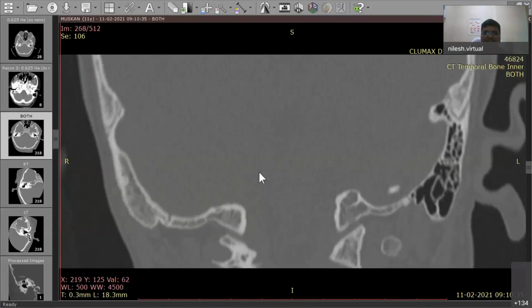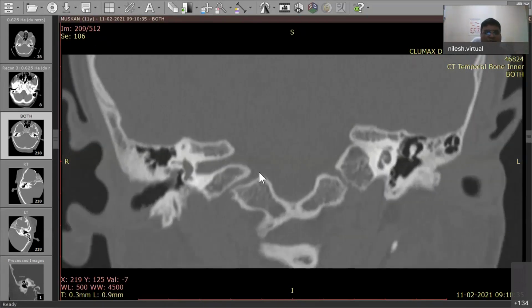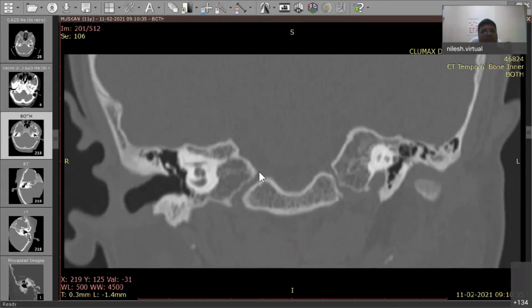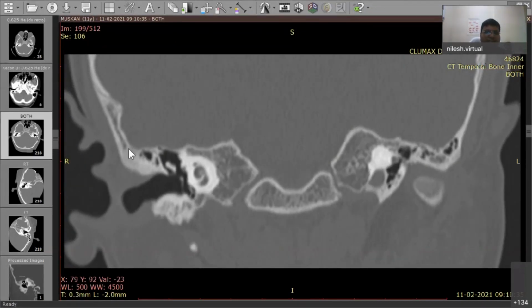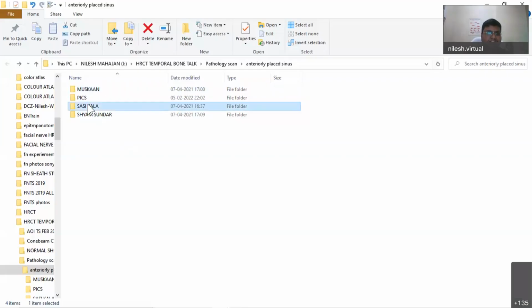So we'll see in this case if the tegmen is normal or not, because all of us know the triad of anteriorly placed sinus, prominent jugular bulb, and low-lying tegmen. Here you can see the tegmen is quite higher up. So you get a lot of space here to go along the root of zygoma and enter inside the antrum. Almost 7 to 8 mm space is there. So even though the sigmoid sinus is anteriorly placed, you can safely drill to reach the antrum. Then we'll see another case.